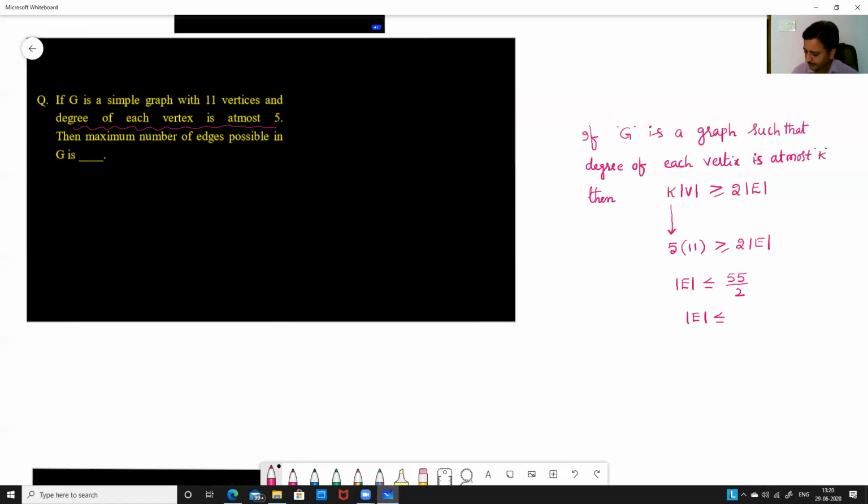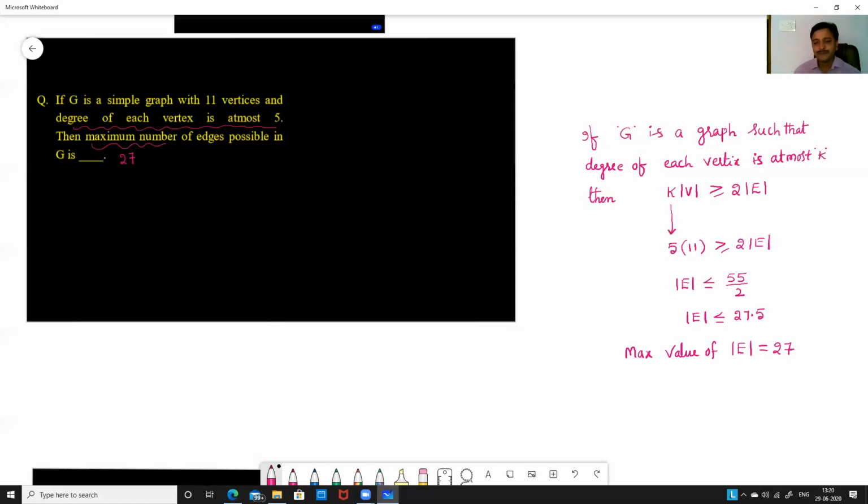What about 55 by 2? 27.5. Right? But what did the question ask? The maximum number of edges possible. Now, what is the maximum value of E which satisfies this condition? The max value of E, cardinality of E, must be 27, because the number of edges cannot be a fractional value. We have to take only integers. Therefore, the answer to this question is 27.